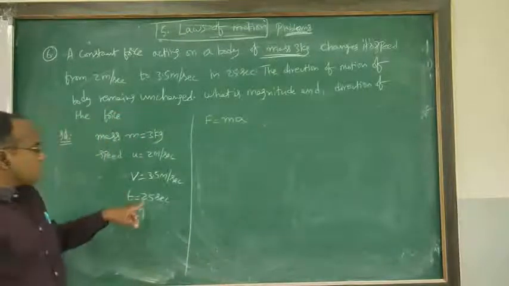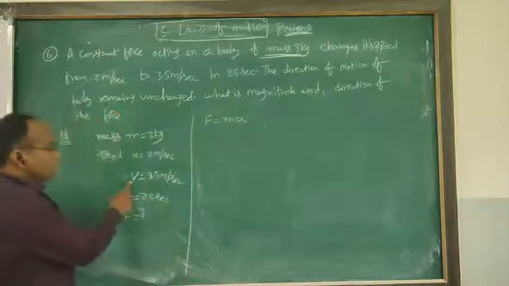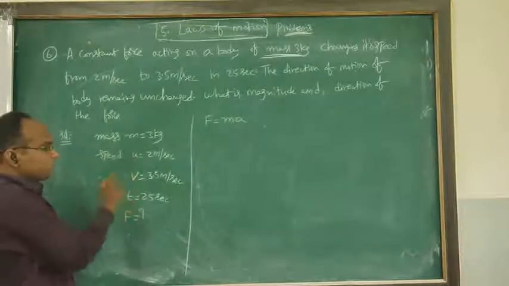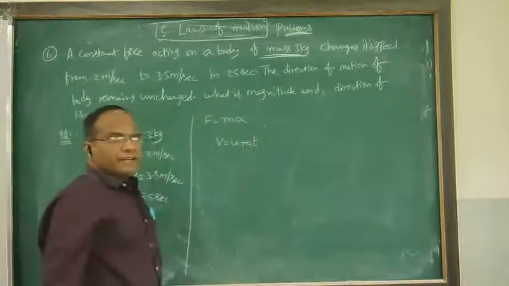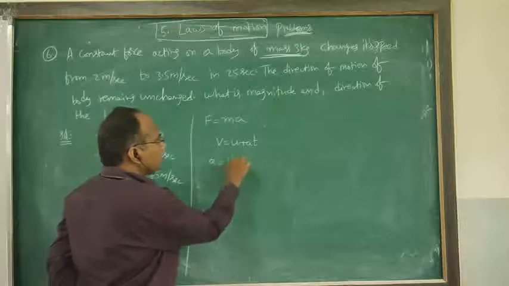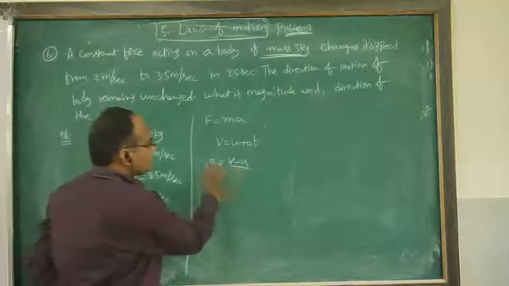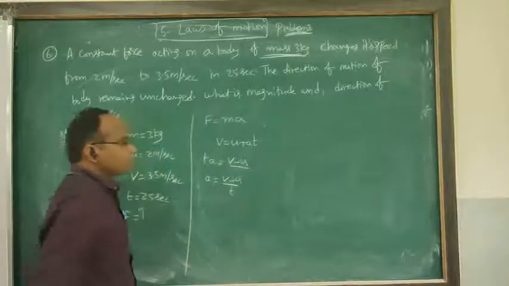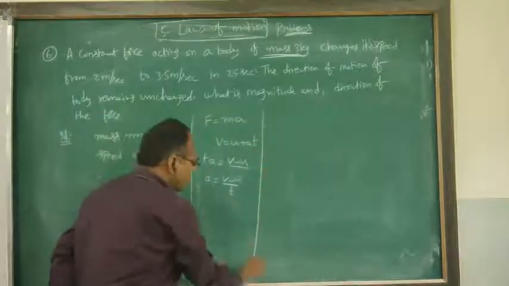So m is 3, but we don't know a. They have given the final velocity as well as the initial velocity, that is, final speed, initial speed, and time. So what is the formula? v is equal to u plus at. From here, a is equal to (v minus u) divided by t. You can write it like this, and from here we will get the value. We can substitute.